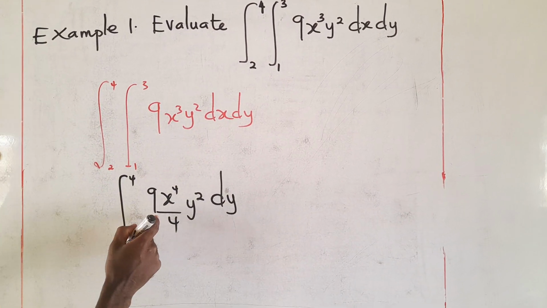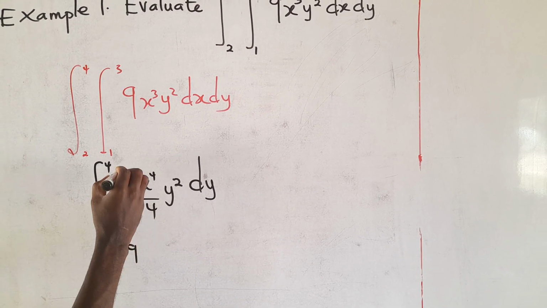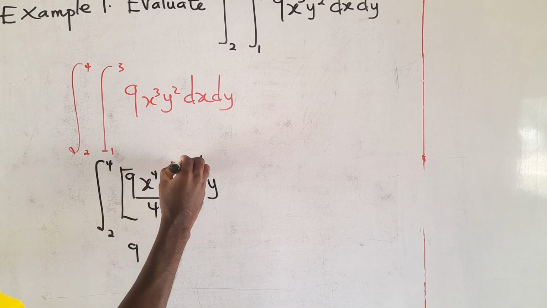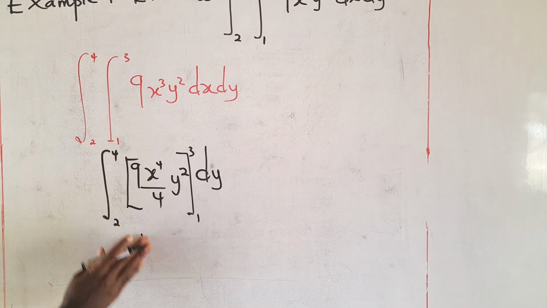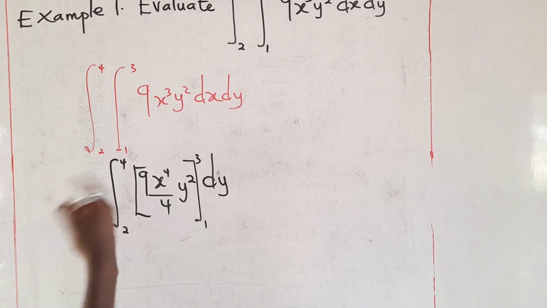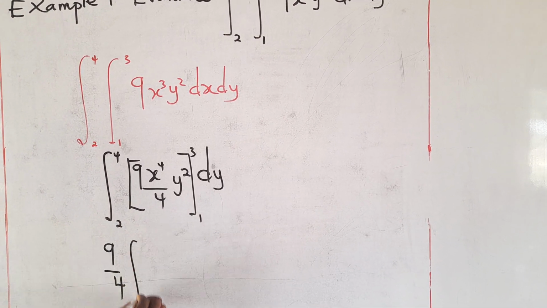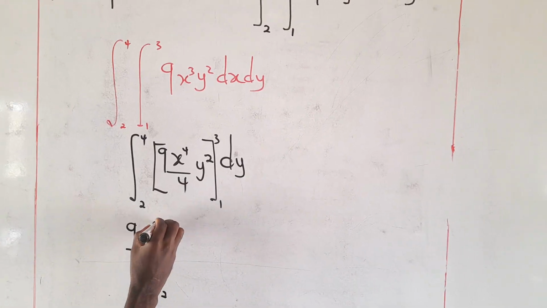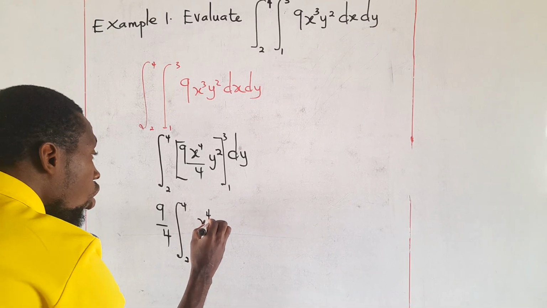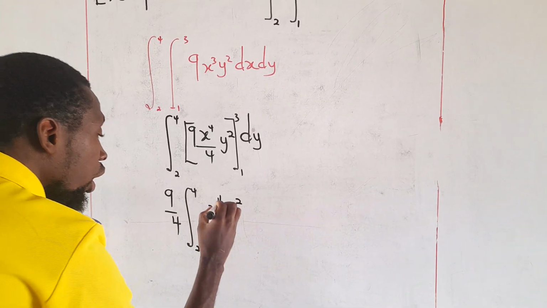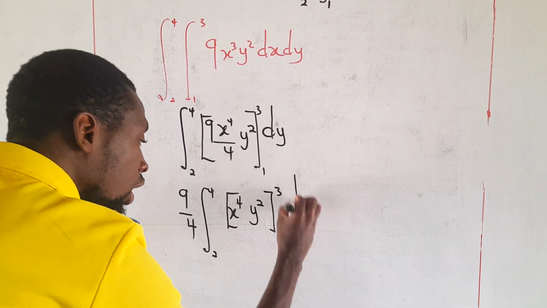So we can send the 9 over 4 outside. Then we'll have our limit 1 to 3. Very, very important. Don't forget that. So we can send the 9 over 4 outside since it's constant. So we can have 9 over 4, the integral from 2 to 4 of x exponent 4 y squared from 1 to 3 dy.